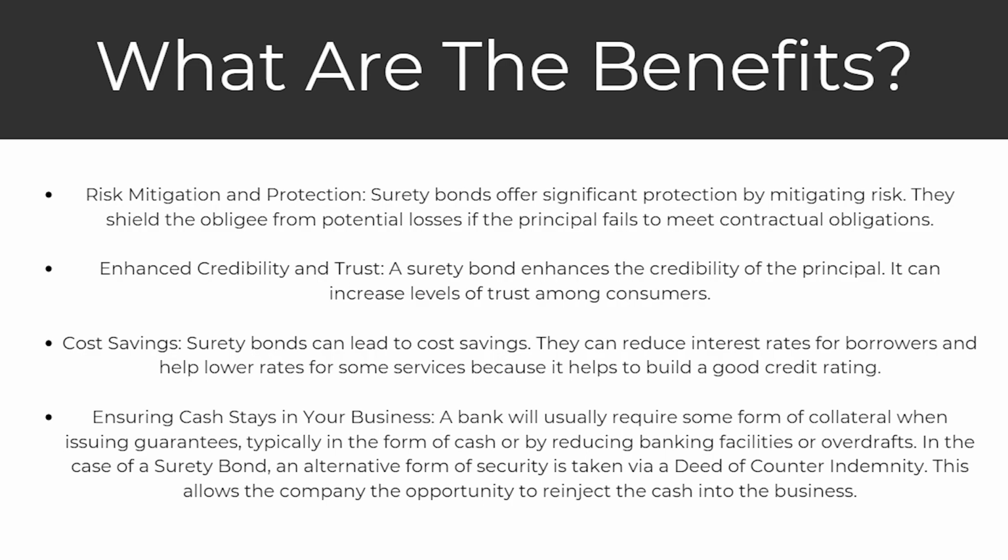This can reduce interest rates for borrowers and help lower rates for some services because it helps build a good credit rating. You can also ensure your cash stays in the business. A bank will usually require some form of collateral when issuing guarantees, typically in the form of cash or by reducing banking facilities or overdrafts. In the case of a surety bond, an alternative form of security is taken via a deed of counter-indemnity. This allows the company the opportunity to re-inject the cash into the business.